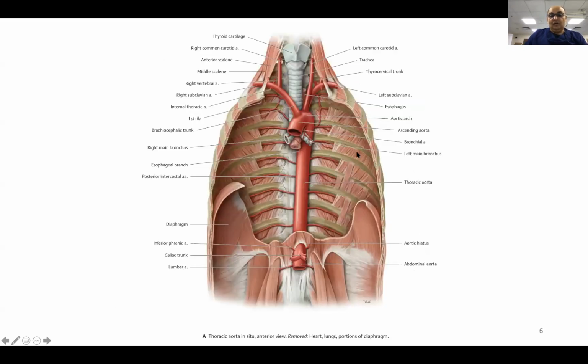Now we are looking at what? We are looking at the aorta. We talked about it. You can see the posterior intercostal arteries. But why am I bringing it here? You can see that this aorta, the moment it passes through an opening in the diaphragm, we now call it the abdominal aorta. And you can see it's branching here. But that's not my talk today.